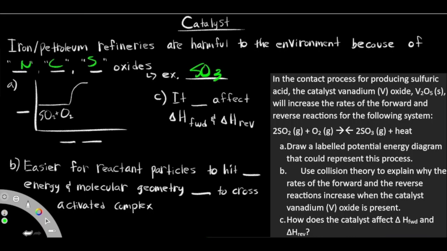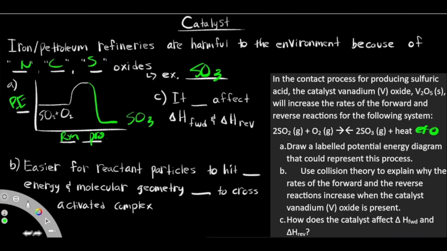Now, if we were to look at that for A, our labeled potential energy diagram, we would put our SO3 down here at the very bottom, where it's lower on the potential energy scale compared to the reactants here. So I'm going to just draw it this way. Our potential energy is on the side, reaction progress is on the bottom. This is always going to be less than that because we have our heat that is created as a product, so we know that this is an exothermic reaction, so it has to be lower than the reactant.